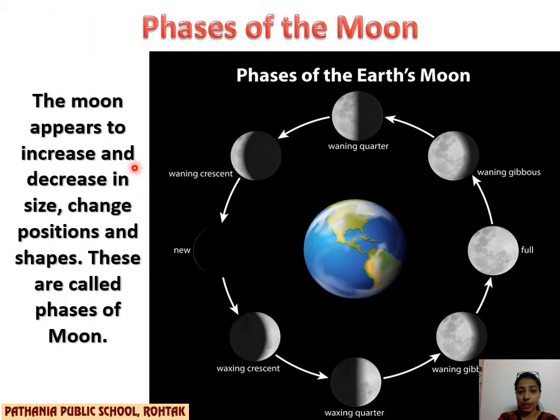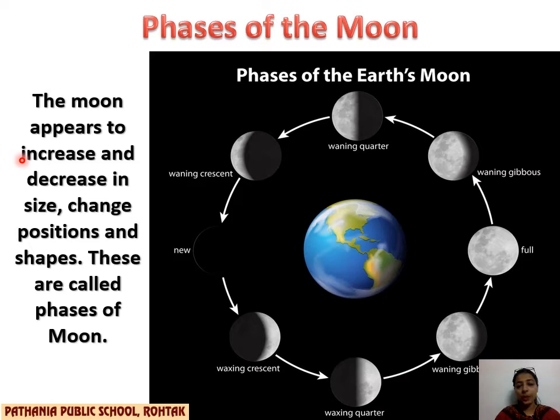The moon appears to increase and decrease in size. Whenever we look towards the sky, sometimes we see that there is no moon in the sky at all, sometimes we see the full big moon, sometimes the moon is small, sometimes it is half, sometimes it becomes even smaller, sometimes bigger. So why does the size of the moon change? This is called the phases of the moon. It is called the phases of the moon, and the phases occur because of the revolution of the moon around the earth.